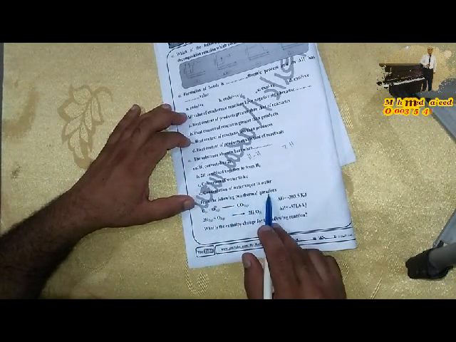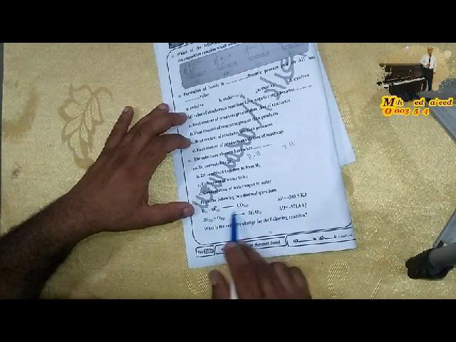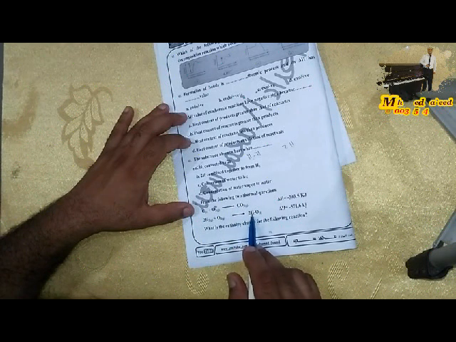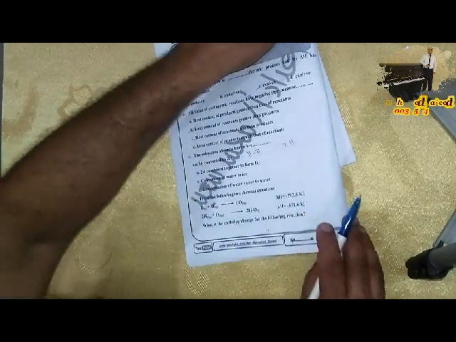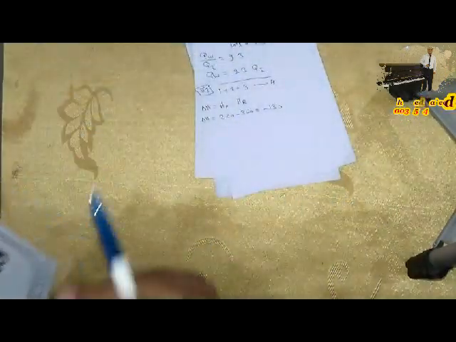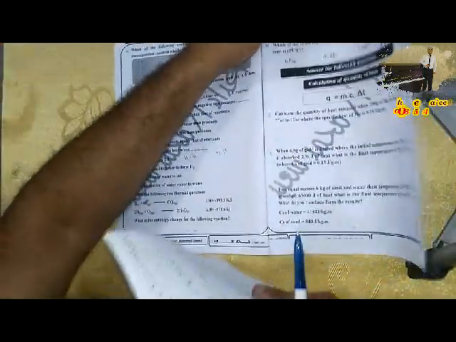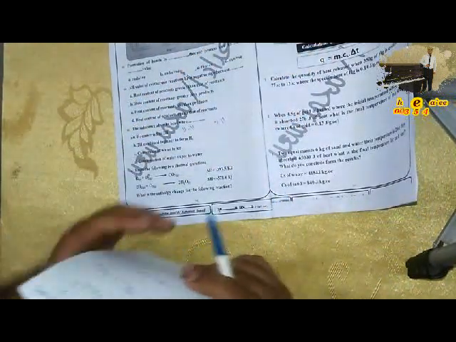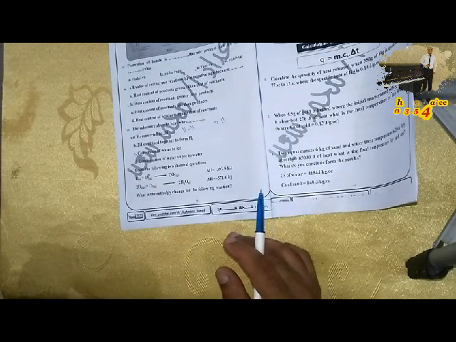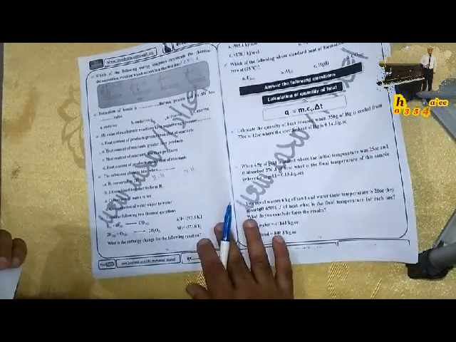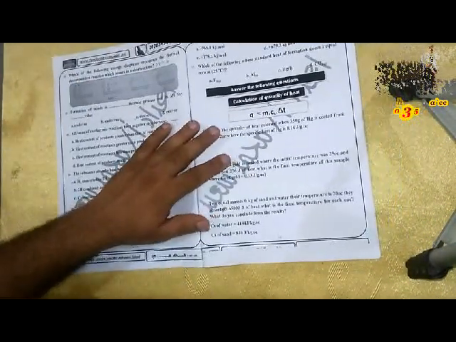From the following two thermal equations, C plus O2 gives CO2 and 2H2 plus O2 gives 2H2O, with their ΔH given, what is the enthalpy change for the following reaction? Hess's law: we deal with the equations as if they were mathematical equations. There is a typo in question number 66, the equation isn't given here.